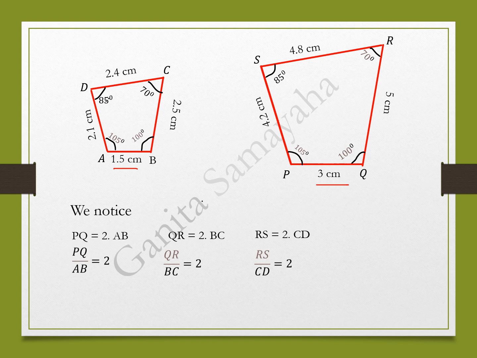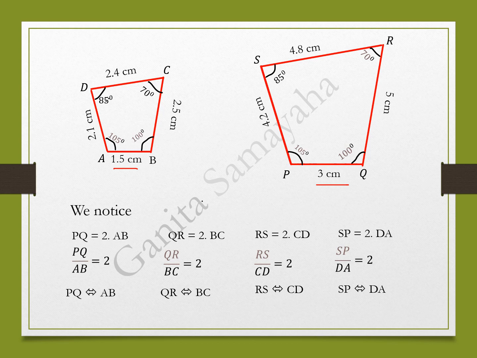Also, we can see that SP is 2 times DA. So, the ratio of SP and DA is also 2. Okay. So, wherever the corresponding sides have the same ratio, we denote it as PQ corresponding to AB. This is how it is written. Side PQ corresponding to side AB, side QR corresponding to side BC, side RS corresponding to side CD, and side SP corresponding to side DA.